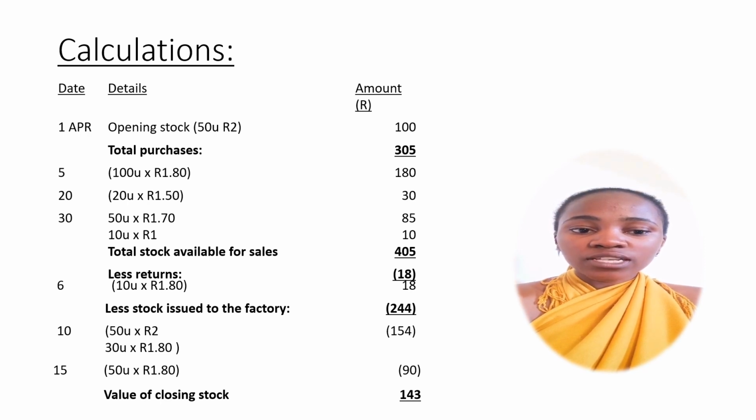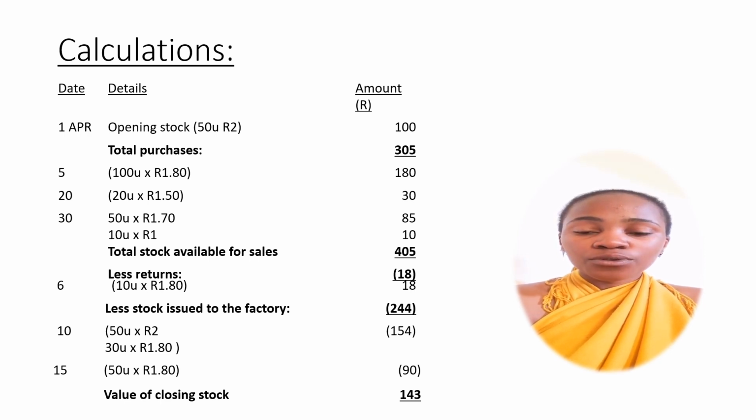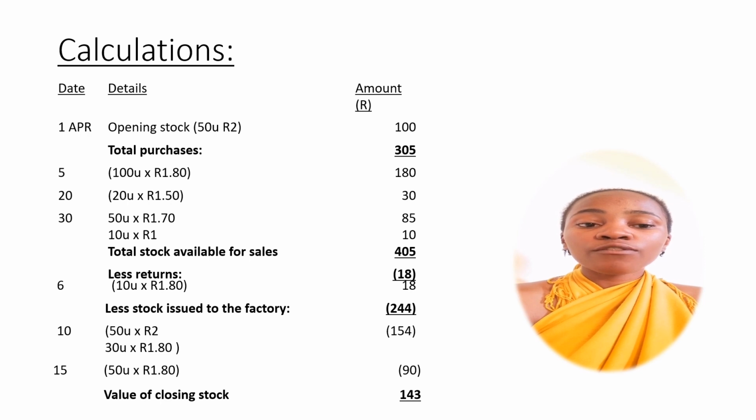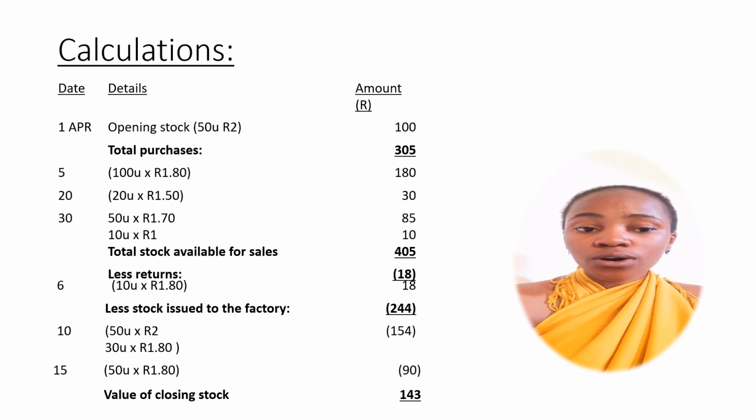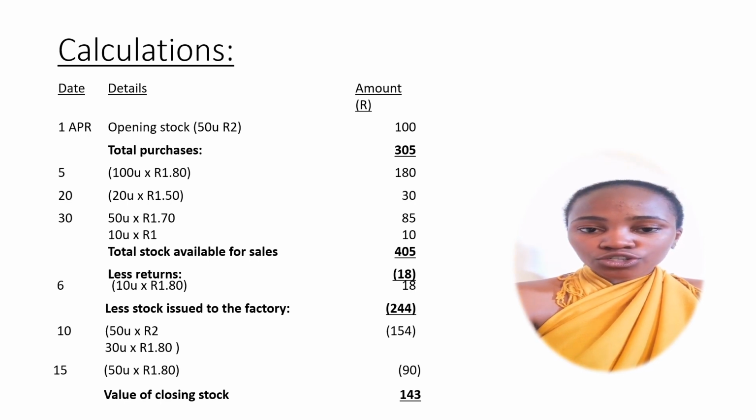When we add them, it gives us a total of 244 rand. Correct? Now we're going to say the 405, which is the total stock available for sale, minus our returns of 18 rand, and we minus again the stock we issued to the factory of 244 rand. It gives us an amount of 143. That 143 is the stock we now have left with us in the shop, which is the value of our closing stock.